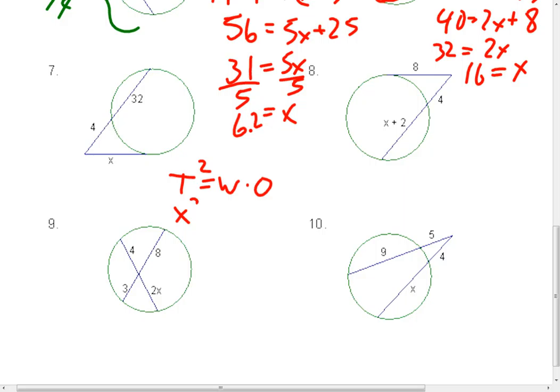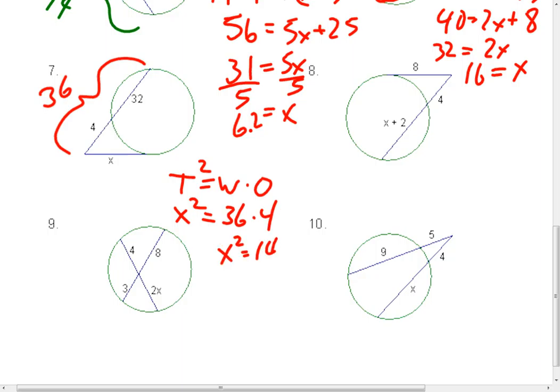I'm squaring x this time. My whole is 36. 36 times 4. Is that 144? So that would be 12. Next year, you'd have 2 answers, 12 and negative 12. But does negative 12 make sense for this? No. So we just deal with positive.